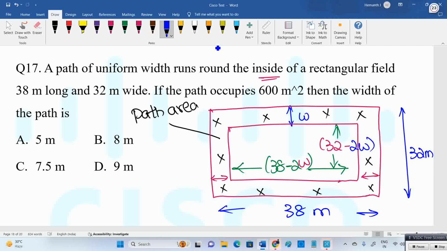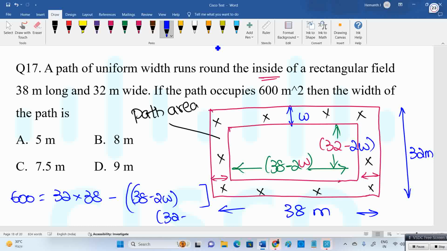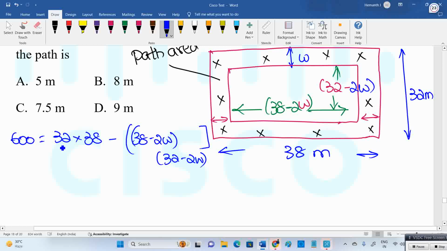So 600 is nothing but the outside area, 32 into 38, minus this big term: (38 minus 2w) times (32 minus 2w). Okay, fine. Here 38 into 32 will get cancelled because of the minus. So minus 76w minus 64w, 140w will come. Minus 4w square.